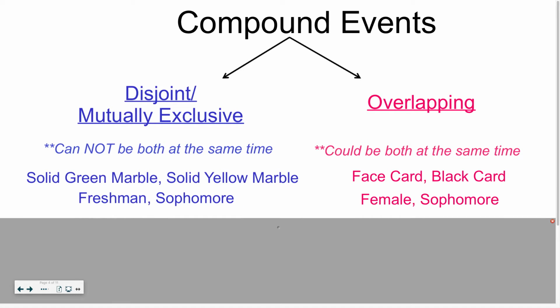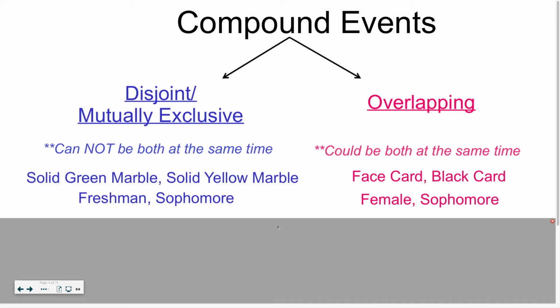Another example, disjoint or mutually exclusive: freshman, sophomore. And I'm speaking specifically to the number of credits that you have, not the number of years you've been in high school. I suppose there are some people who have been here for 2 years and do not have the credits to be a sophomore, but we'll call them a freshman in guidance. So freshman or sophomore, you're one or the other. You have the credits to be a sophomore or you don't.